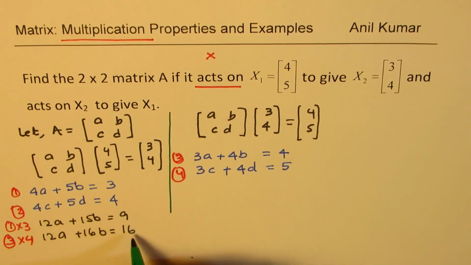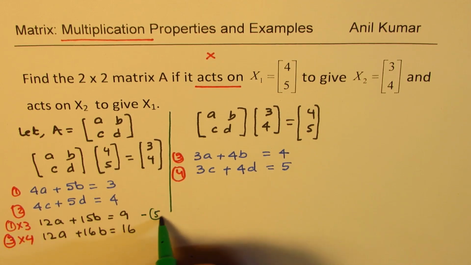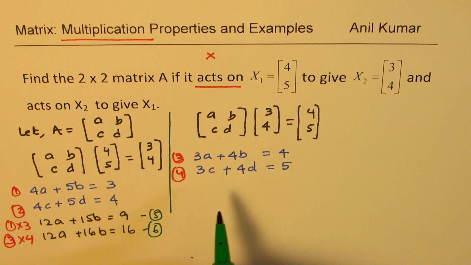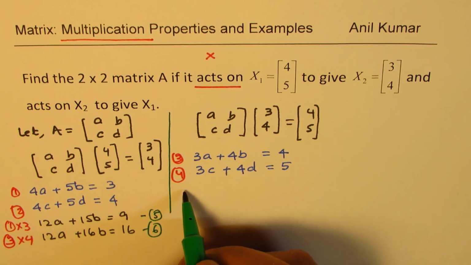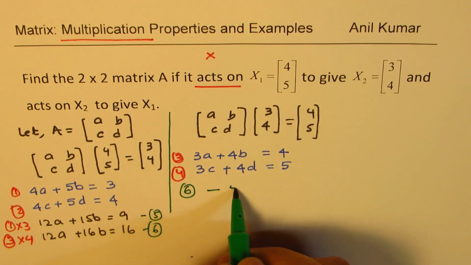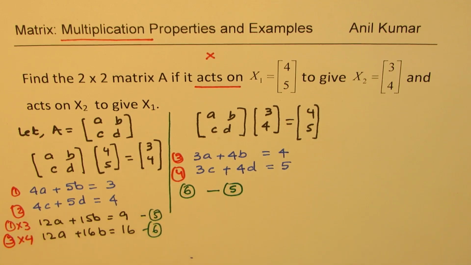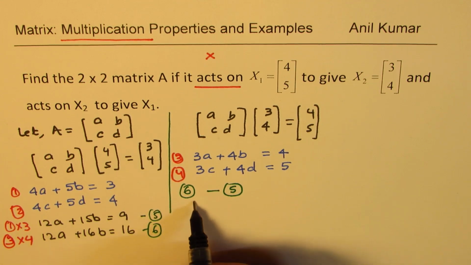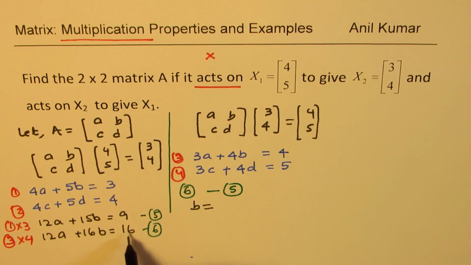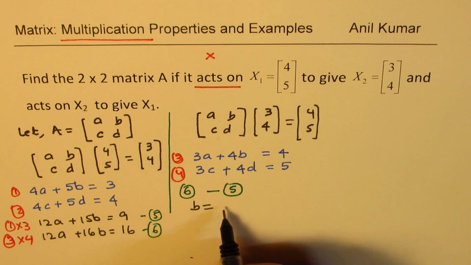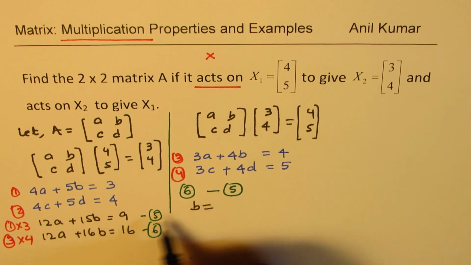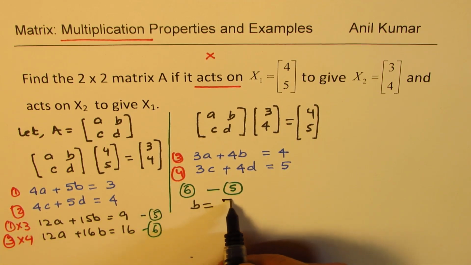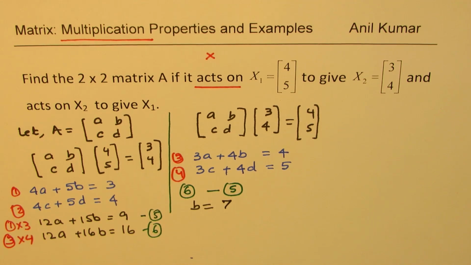Let's call these equations 5 and 6. Now we'll do equation 6 minus equation 5, the difference between these two. So we get b equals 16 minus 9, which is 7. So we get the value of b as 7.